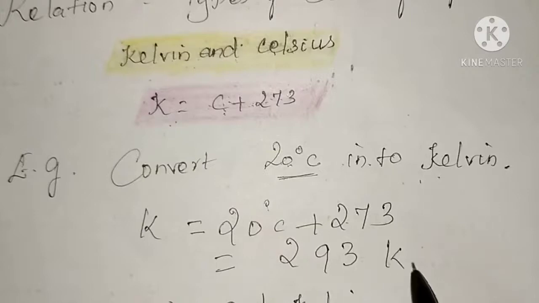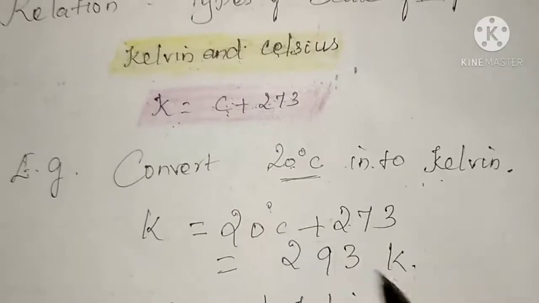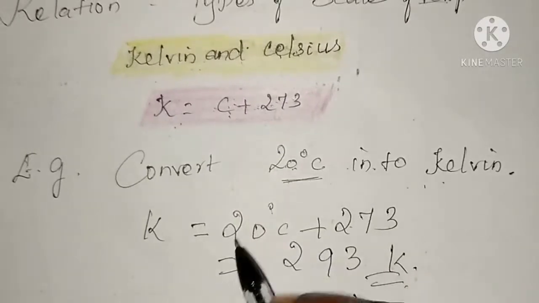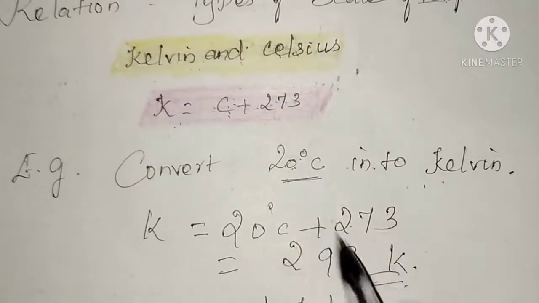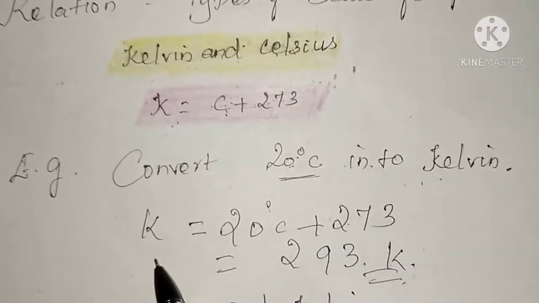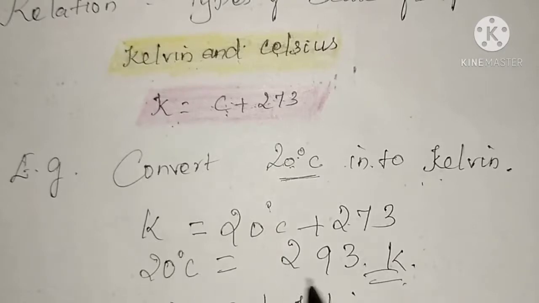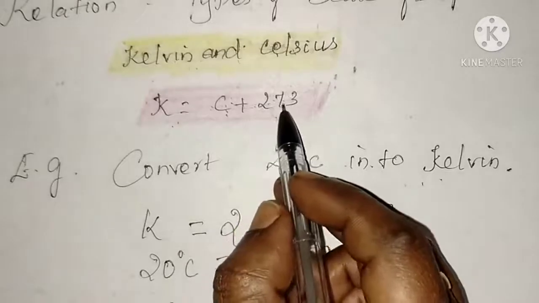293 Kelvin. No need to mention the degree sign for the Kelvin scale. So 20 degrees Celsius is equal to how much Kelvin? 293 Kelvin. You just have to add 273.